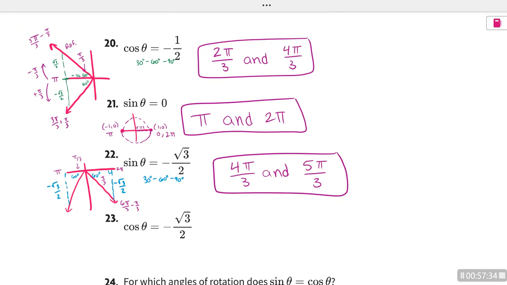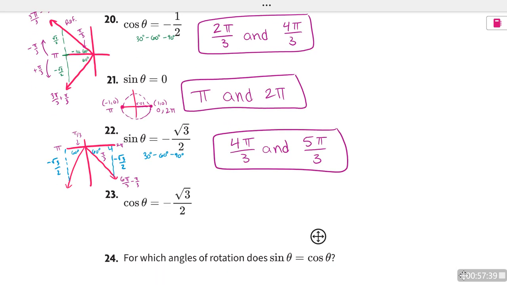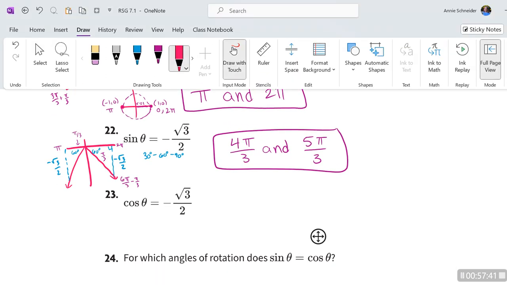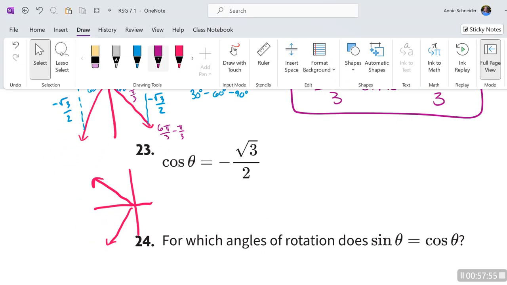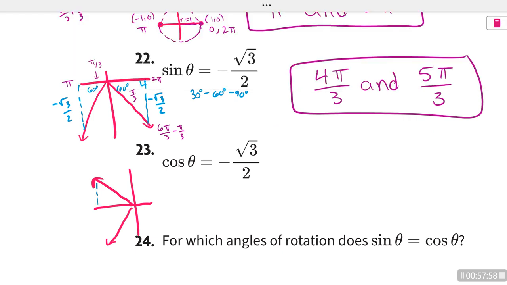Okay, question 23 now. So question 23 is again using negative square root 3 over 2, but this time with cosine. So cosine is negative in our second and third quadrants, right? That's where cosine is negative. And since we have cosine of negative square root 3 over 2, that's what this adjacent length is. That's square root 3 over 2, which means this is a positive 1/2 and negative 1/2.